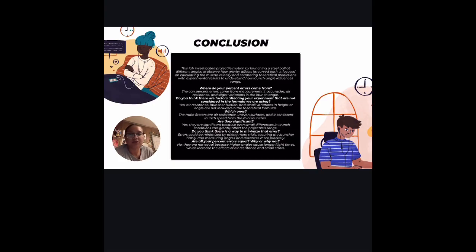Do you think there's a way to minimize this error? Errors could be minimized by doing more trials, securing the launcher firmly, and measuring the angles and distance more precisely, like the time. And are all your percent errors equal? Why or why not? No, because a higher angle means a longer flight, which increases the effects of air resistance and small errors.